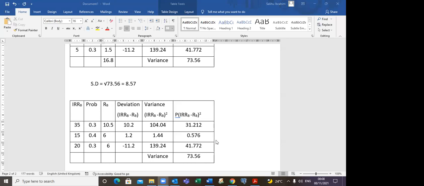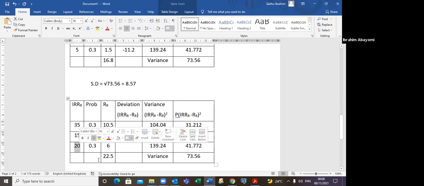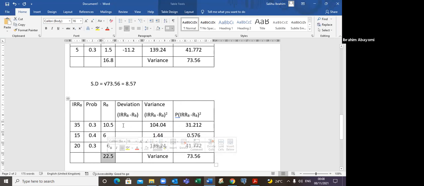Okay. So what is the total? 22.5. 2.5. So what is going to be the deviation? You know how to calculate it, Abby? You pick this, you remove this from it. Pick this, remove this from it. Pick this, remove this from it. That represents your deviation.